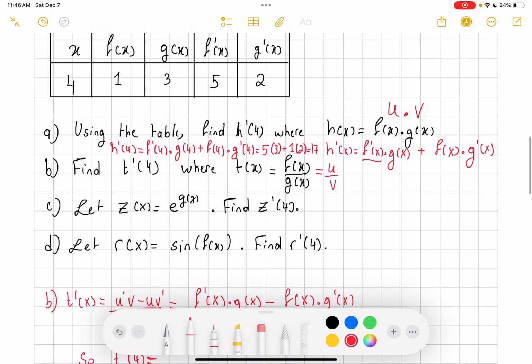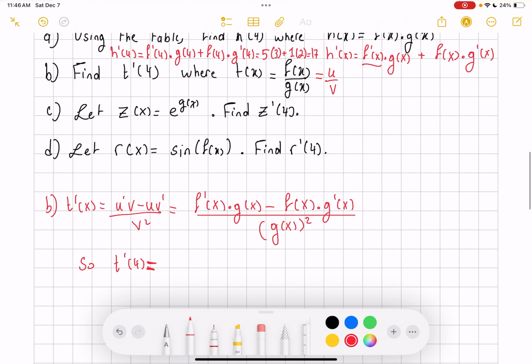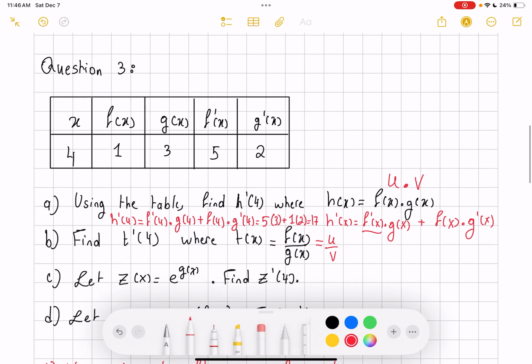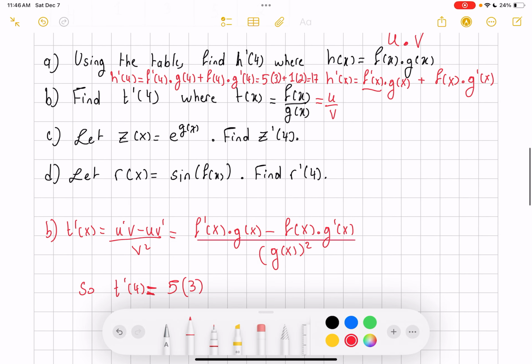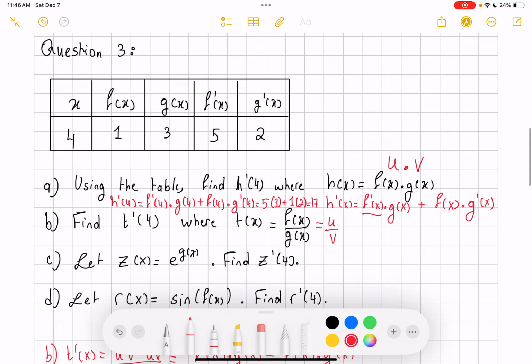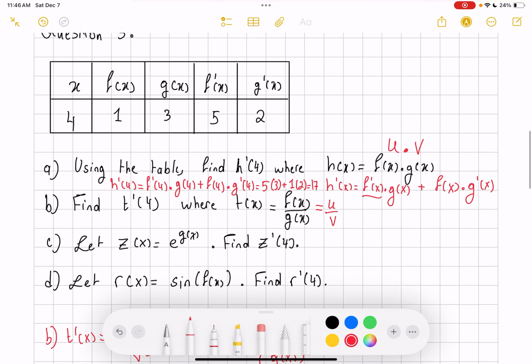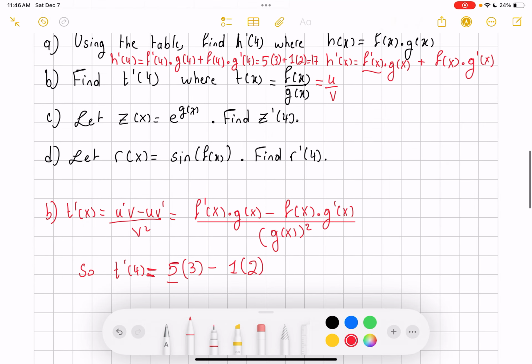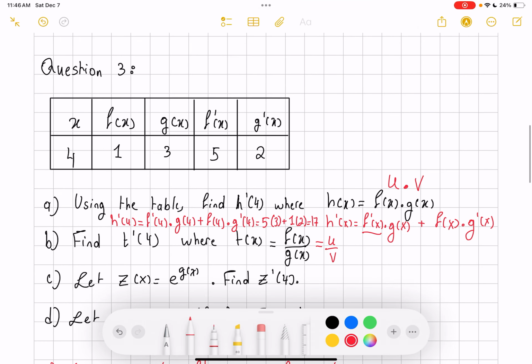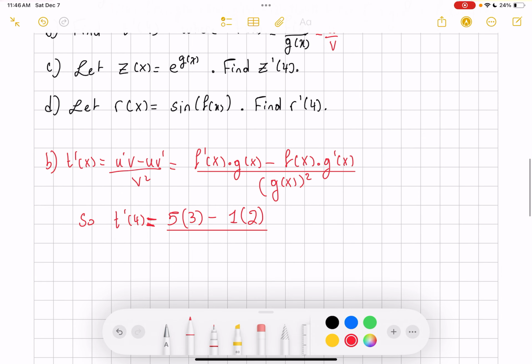So t prime of 4 is going to be f prime of 4, which is going to be 5, multiplied by g of 4, which is going to be 3, minus f of 4, which is going to be 1, multiplied by g prime of 4, which is 2, over g of 4 to the power of 2, which is going to be 3 to the power of 2. So 5 times 3 is going to be 15, minus 2, 13, it is going to be 13 over 9. 5 times 3, 15, minus 2, 13 over 9, yes.